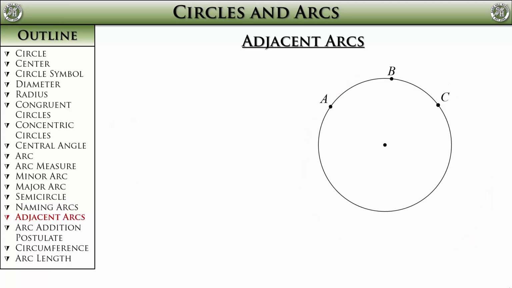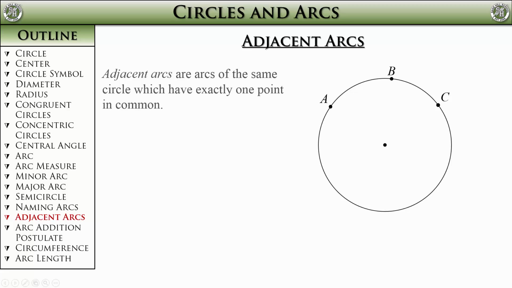For adjacent arcs, it works very similarly to adjacent angles from nearly the beginning of this course. Adjacent angles were, generally speaking, 2 angles right next to each other, but no overlap was allowed. The same thing is true of arcs. Officially, adjacent arcs are arcs of the same circle which have exactly 1 point in common. That basically says right next to each other with no overlap. In this picture, arc AB is adjacent to arc BC.